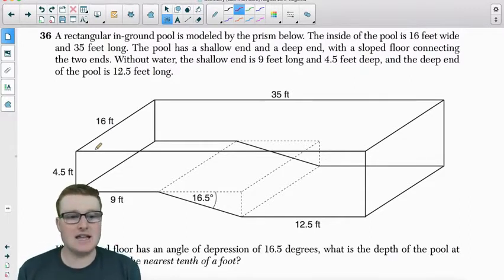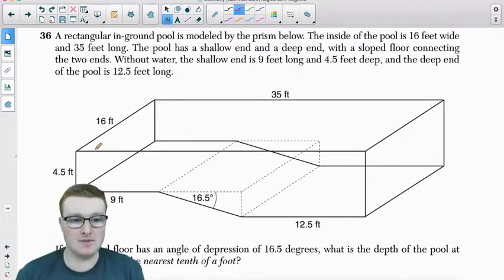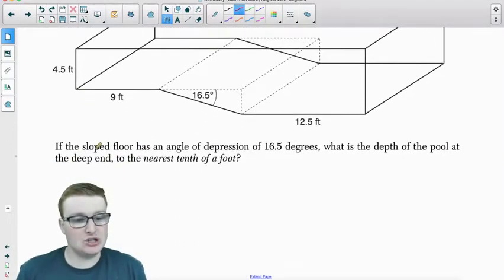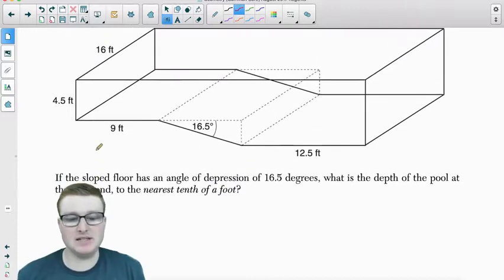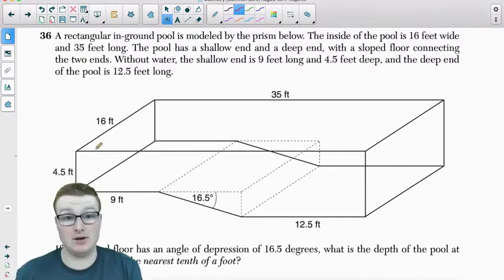A rectangular in-ground pool is modeled by the prism below. The inside of the pool is 16 feet wide and 35 feet long. The pool has a shallow end and a deep end, with a sloped floor connecting the two ends. Without water, the shallow end is 9 feet long and 4.5 feet deep, and the deep end of the pool is 12.5 feet long. If the sloped floor has an angle of depression of 16.5 degrees, what is the depth of the pool at the deep end to the nearest foot? Oh, sorry, tenth of a foot.